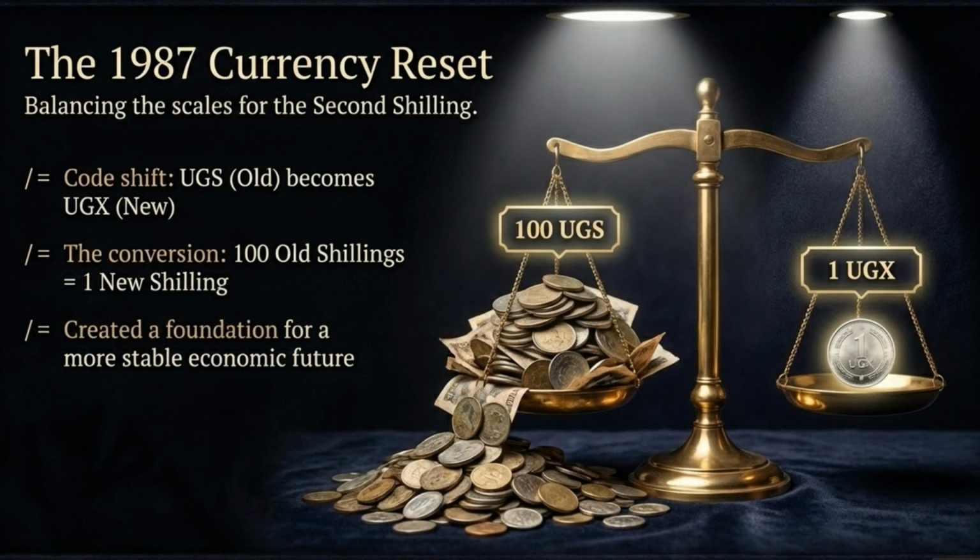The 1987 currency reset balanced the scales for the second shilling. The code shifted from UGS to the new UGX. The conversion rate was 100 old shillings for 1 new shilling, creating a foundation for a more stable economic future.